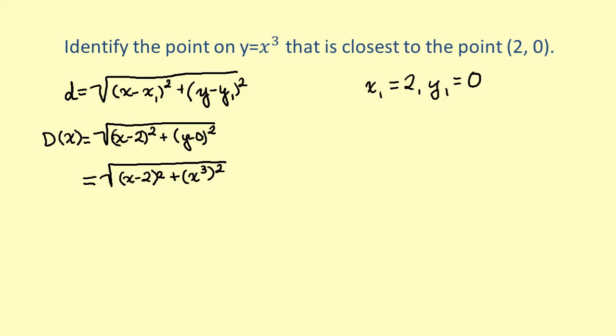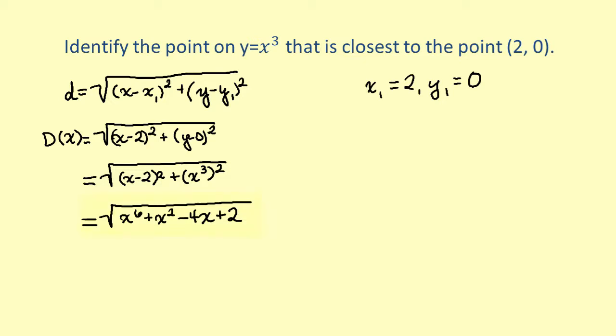After simplifying, we get d of x is equal to the square root of x to the sixth plus x squared minus 4x plus 2. Since the function y equals x cubed is defined for all values of x, our domain is the set of all real numbers from negative infinity to positive infinity.